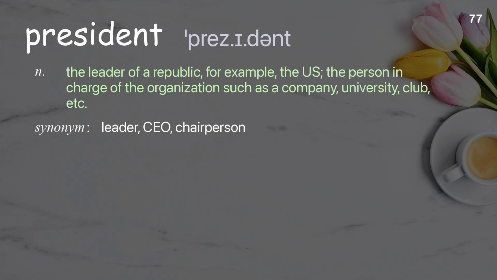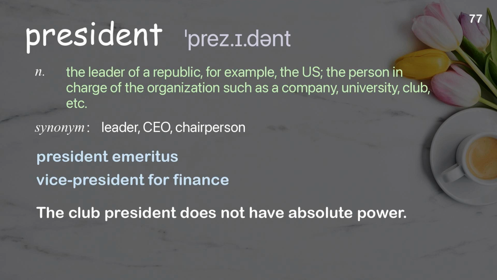President. The leader of a republic, for example the U.S. The person in charge of an organization, such as a company, university, club, etc. Examples: President Emeritus. Vice President for Finance. The club president does not have absolute power.